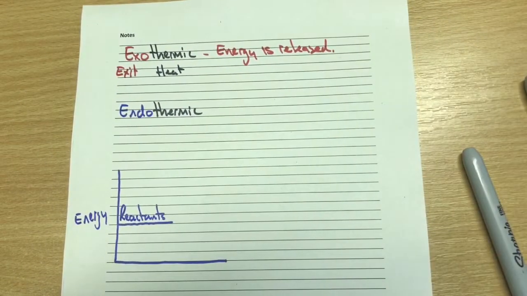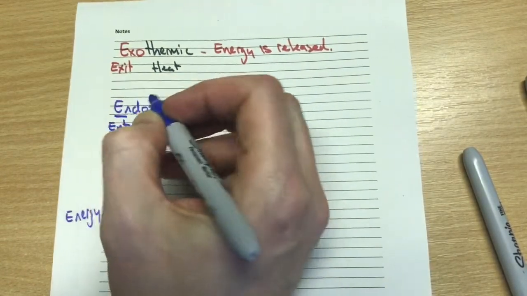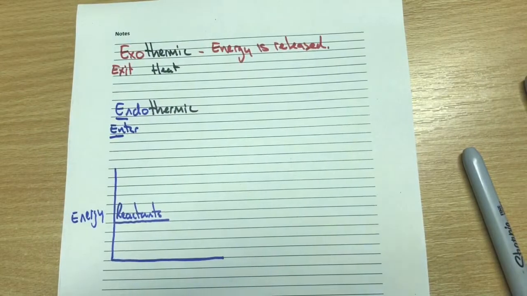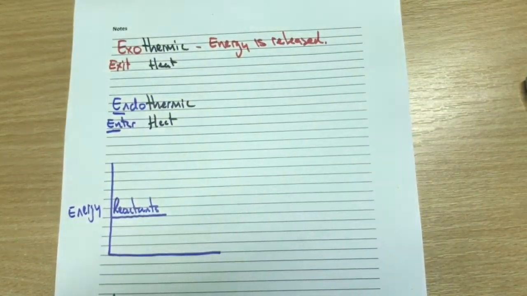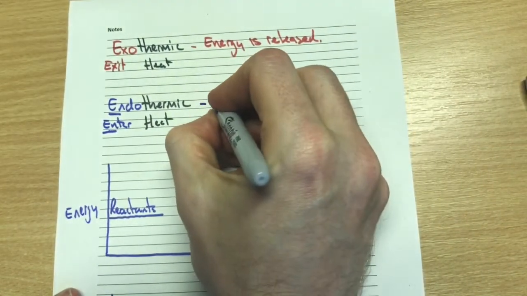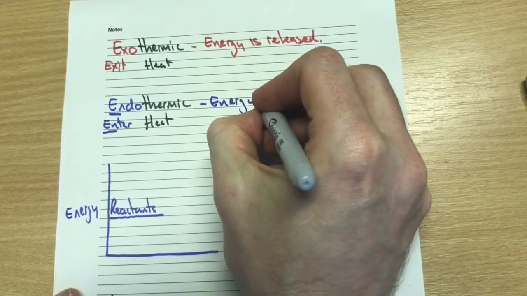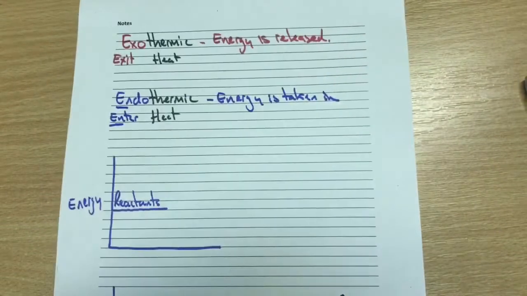Endothermic is the opposite. So endo is like enter. Okay, en and en here, so it's enter. Again, the thermal bit is to do with heat. So these reactions take in heat energy from the surroundings. So energy is taken in. And those are two definitions for our words.